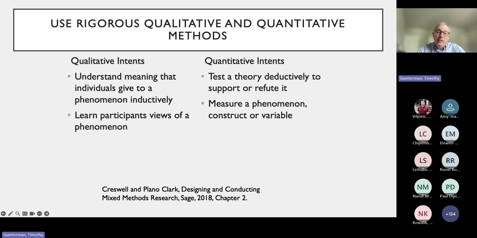Quantitatively, we might be testing a theory or a hypothesis to look for evidence to support or refute it. So again, the intent is different. We might be measuring a phenomenon, construct, or variable. And within a mixed method study, we have both of these intents operating. So each of these components, the qualitative and the quantitative, kind of need to stand alone in terms of their rigor.